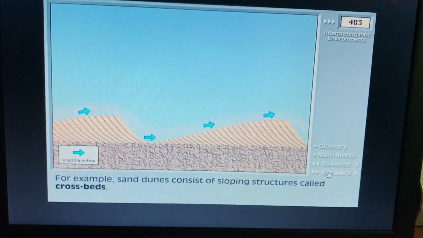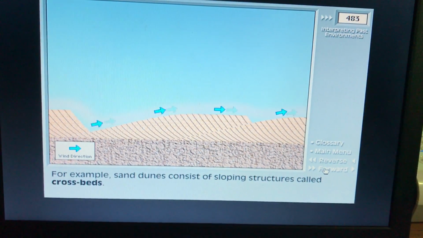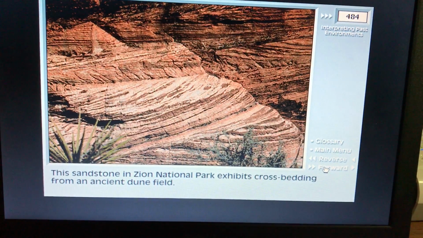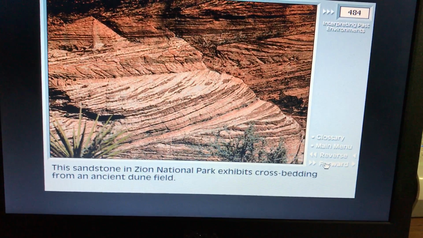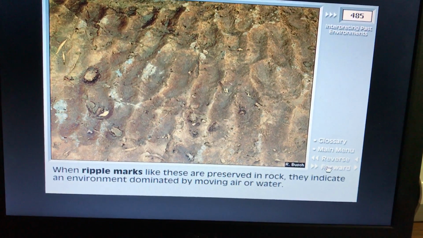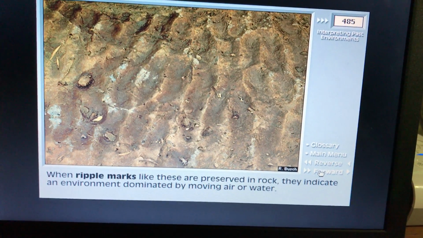For example, sand dunes consist of sloping structures called crossbeds. The sandstone in Zion National Park exhibits crossbedding from an ancient dune field. When ripple marks like these are preserved in rock, they indicate an environment dominated by moving air or water.